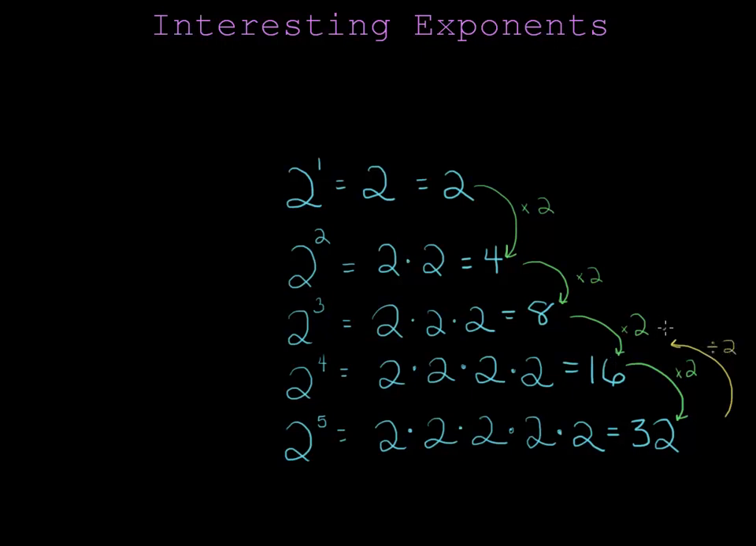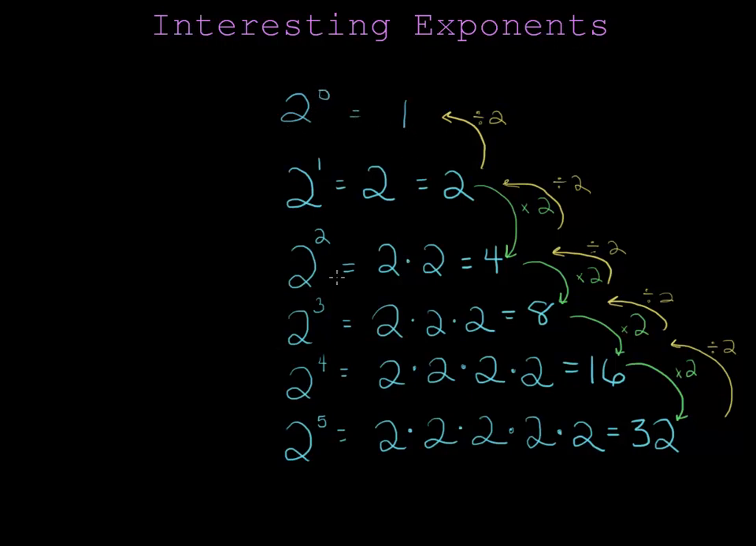And from 16 to 8, I'm dividing by 2. And from 8 to 4, I'm dividing by 2. And from 4 to 2, I'm dividing by 2. So if I follow that pattern to its logical conclusion, 2 divided by 2 gives me 1. So 2 to the 0 power is equal to 1.